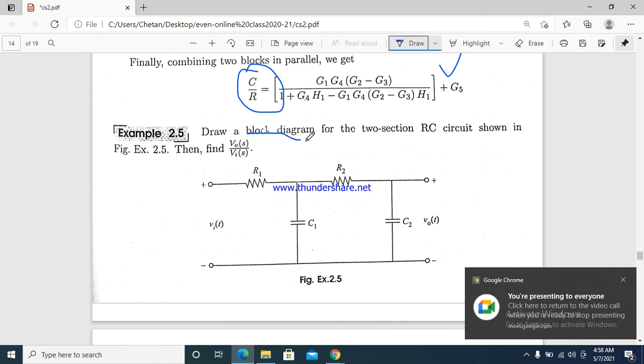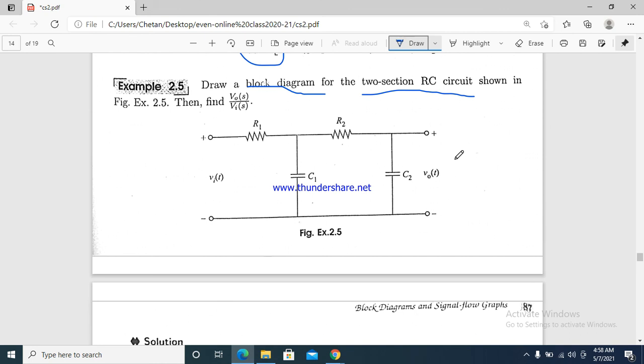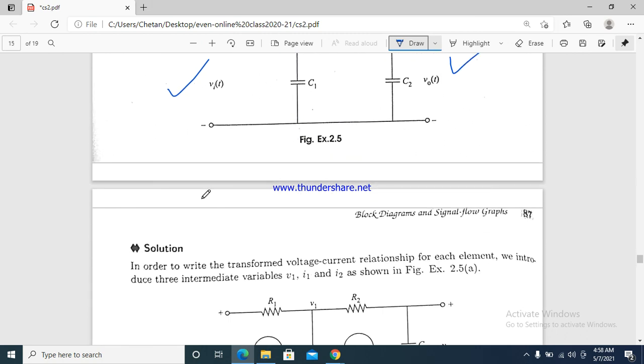Draw the block diagram for the two-section RC circuit shown in this figure. Then find V0 of s divided by Vi of s. V0 means output voltage, Vi means input voltage. We need to find this V0 of s divided by Vi of s.